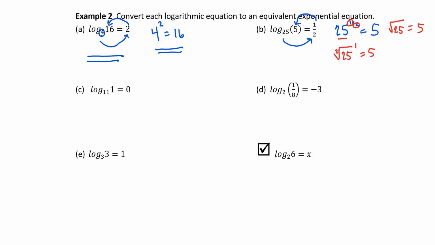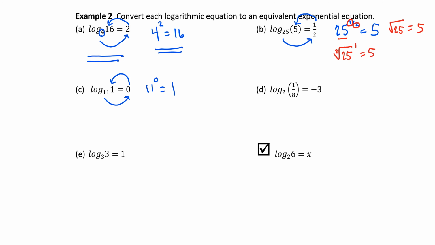Looking at our next example, we're going to take base 11. We're going to pick up the exponent over here on the other side of the equals and set that equal to the argument. Observe, 11 to the 0th power is equal to 1, and that means exactly the same thing as the rearrangement log base 11 of 1 equals 0.